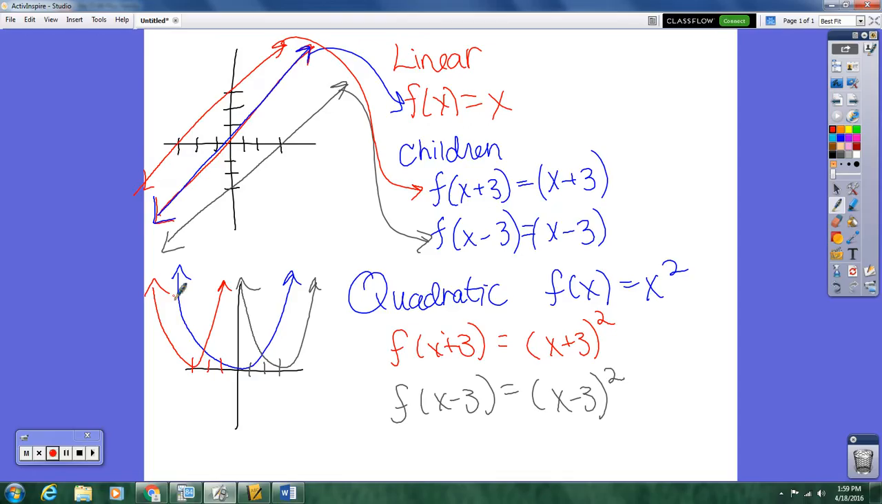Same thing on this one, back up on the linear, when you go plus 3, it's moving it left 3, minus 3, it's moving it right 3. This one's a little tricky because it also goes up and down too. That's why it's a little bit harder to distinguish.